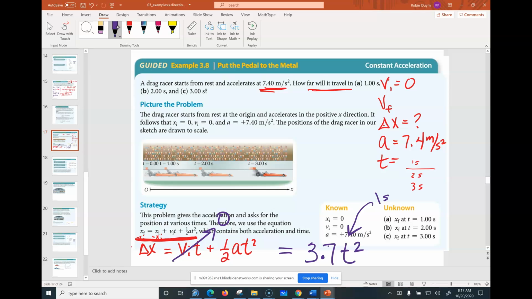What if he's been traveling for 2 seconds, though? Now it's 3.7 times what? 4. So that's a lot further. And then if you take 3 seconds, 3 squared is 9. So he's going to go almost 37. It's 9 times 3.7. So you can see when you're accelerating, you're covering a lot bigger distance every second you're traveling that way. So that was the visual idea for this guy. So you could go through, you could do it.